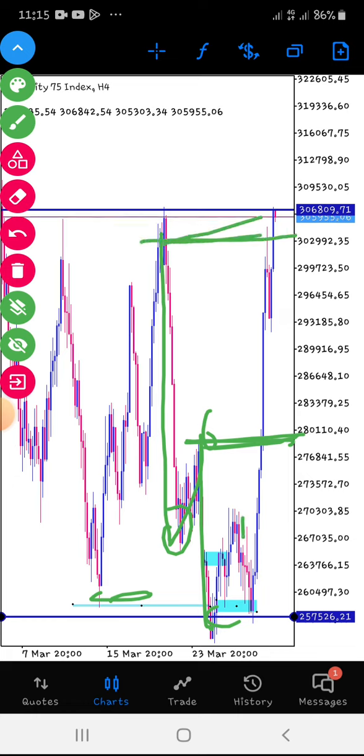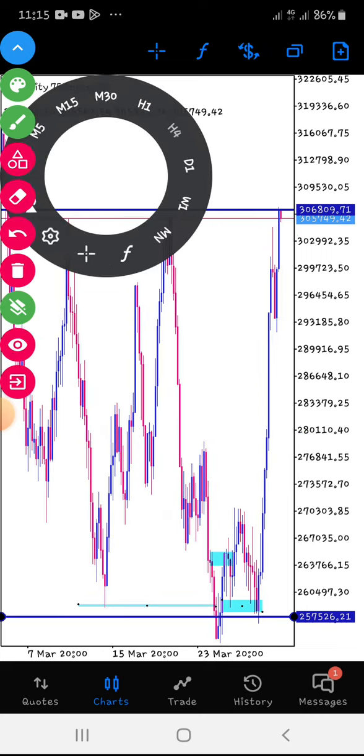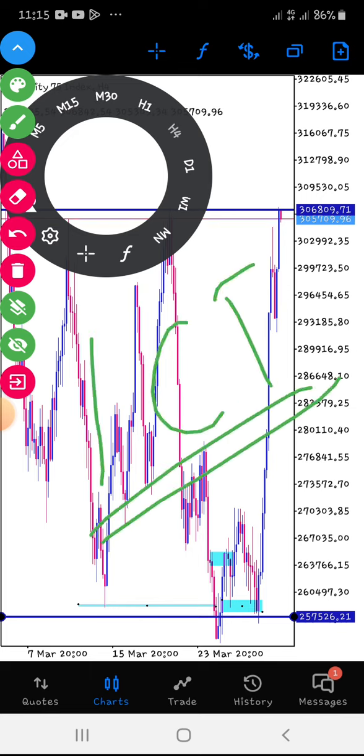You can see, guys, whoever took this entry, the market has raided it up. So, guys, that is the easiest way you can use ICT concept to trade Volatility 75 Index. See you in the next episode. Peace.